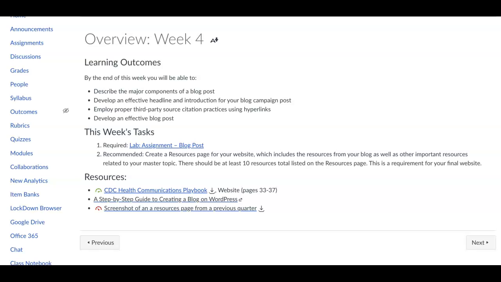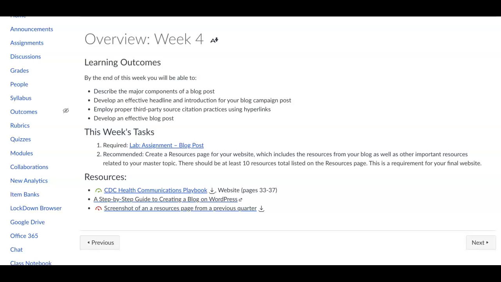If you complete this pretty quickly and your group maybe has extra time, I would recommend spending this week creating your resources page for your website. It should include resources from your blog post that you have in there, as well as any other important resources on your topic that you think might be really important for that reader to have. There should be at least 10 in total, but you also don't want to overwhelm your audience with too many. So, think about what would be an appropriate number.